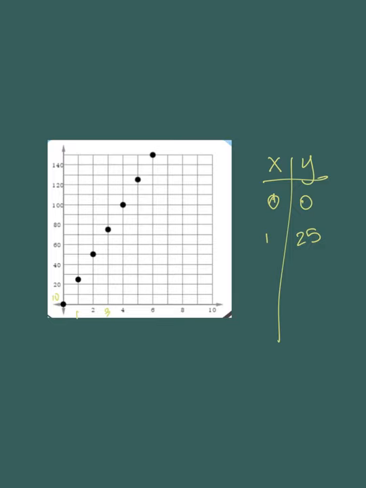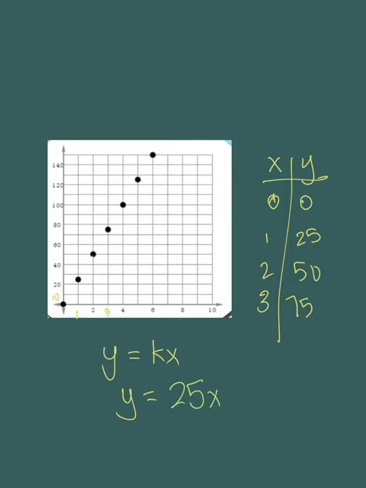Because 1 times what is 25? 25. But just to show you, I've got 250, 375, and that again shows me that my equation is in the form of y equals kx because it's proportional, it's multiplicative, it goes through the origin. So that's going to be y equals 25x. That means I'm going to multiply my 25 times my x value to get to my y.